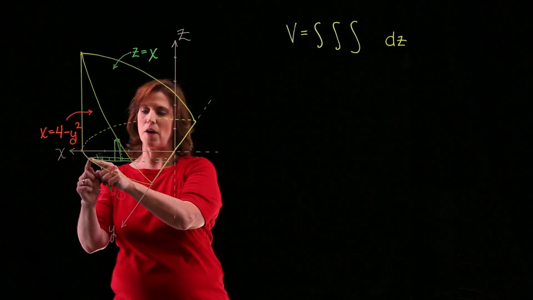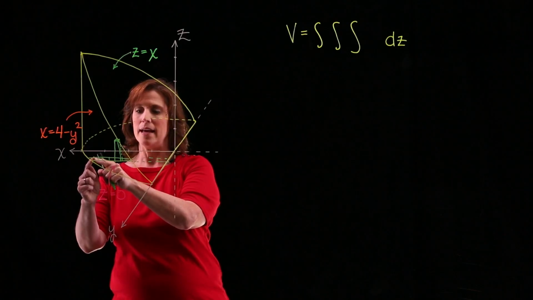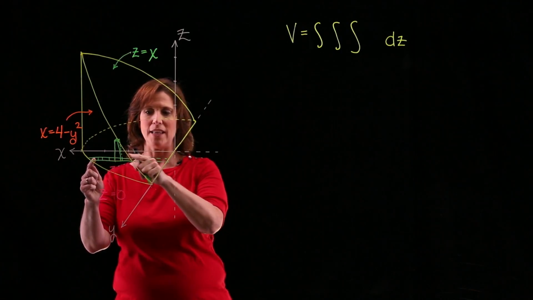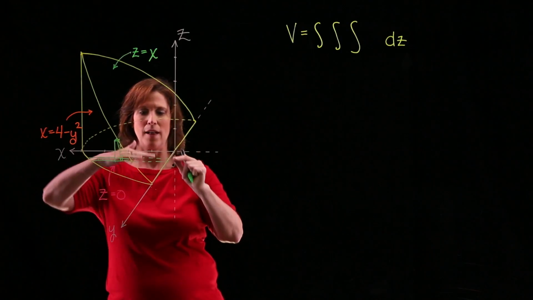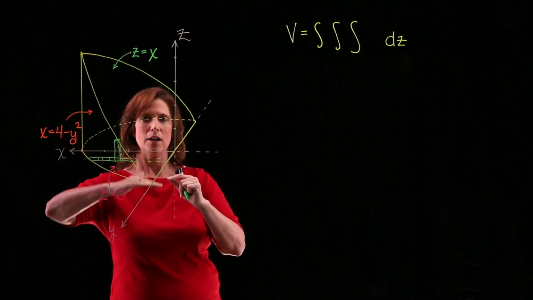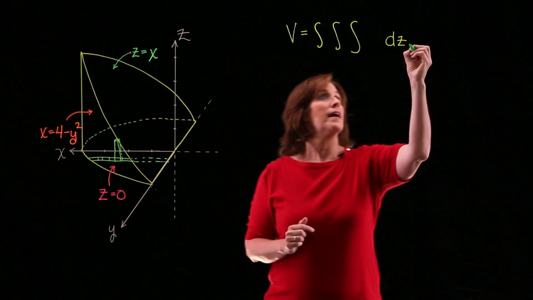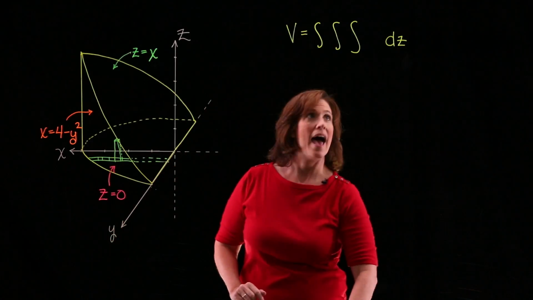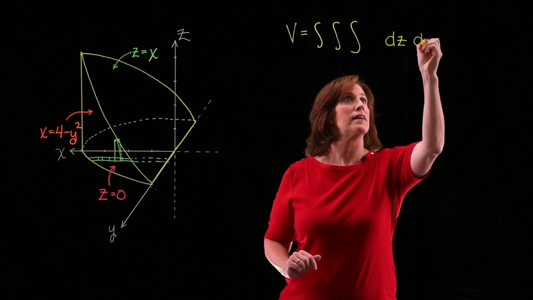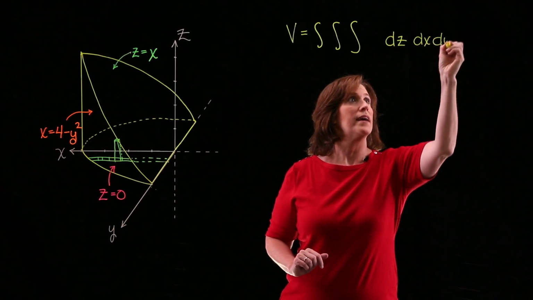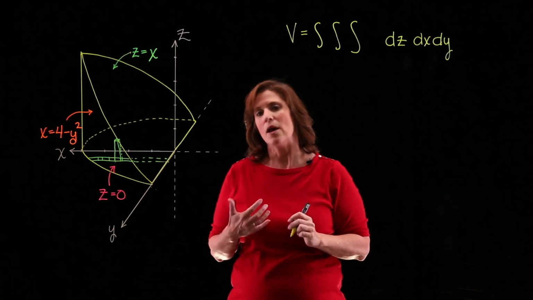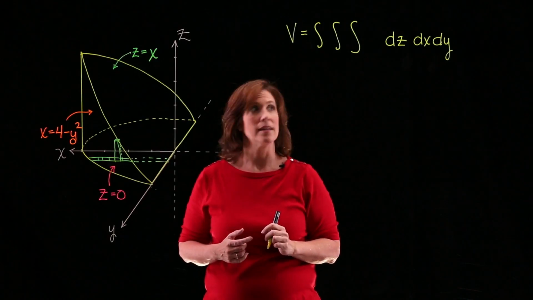The way I have this set up, I am integrating with respect to x, so I'm changing the x, and then once I get this rectangle, I'll move it from here back to here, which will be a change in y. So dz and then dx dy is the way I have it pictured. Now I need those limits of integration next.